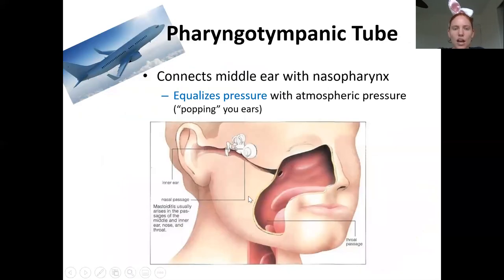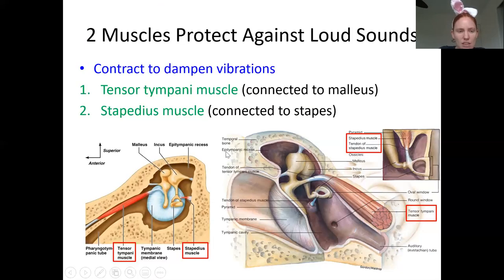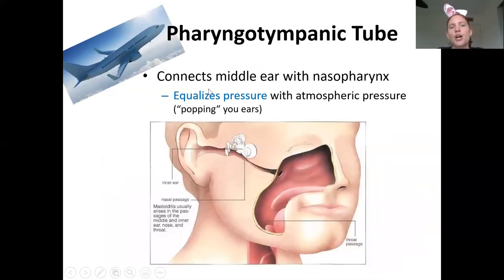Okay, the other structure that is found in the middle ear, see this canal leaving off of it? That's called the pharyngotympanic tube, also known as the Eustachian tube. I prefer the term pharyngotympanic because it reminds me where it goes, right? It connects from the tympanic region, which is the ear, the tympanic membrane, and where does it go? Pharyngo means throat. So it actually connects to the back of the throat.